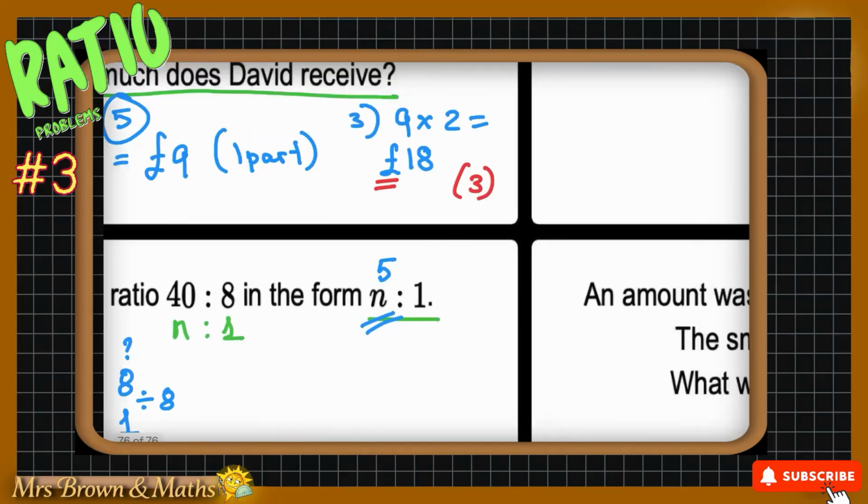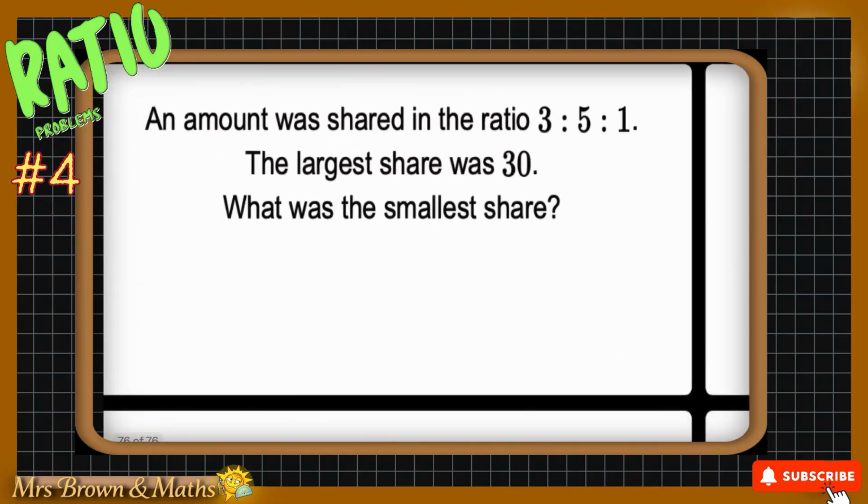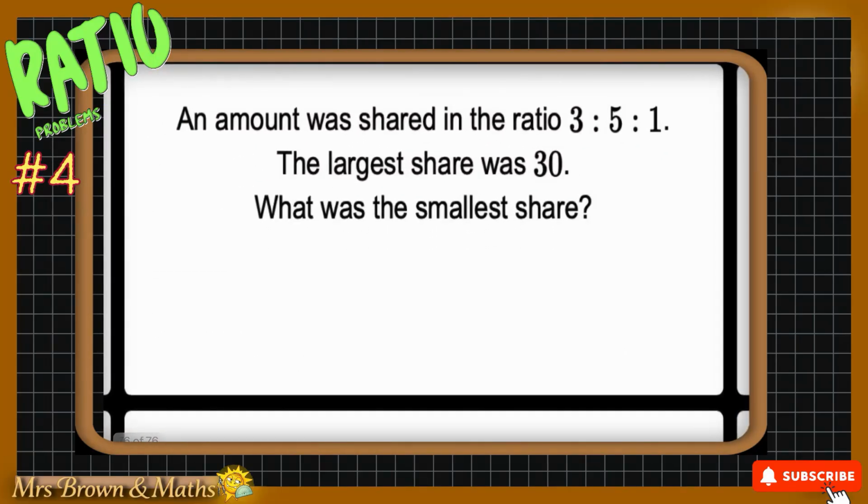1 mark question. An amount was shared in the ratio 3 to 5 to 1. The largest share was 30. If the largest share is 30 and in ratio we see the largest number is 5, how to work out the value of one share? 30 divided by 5. The value of one share is 6.